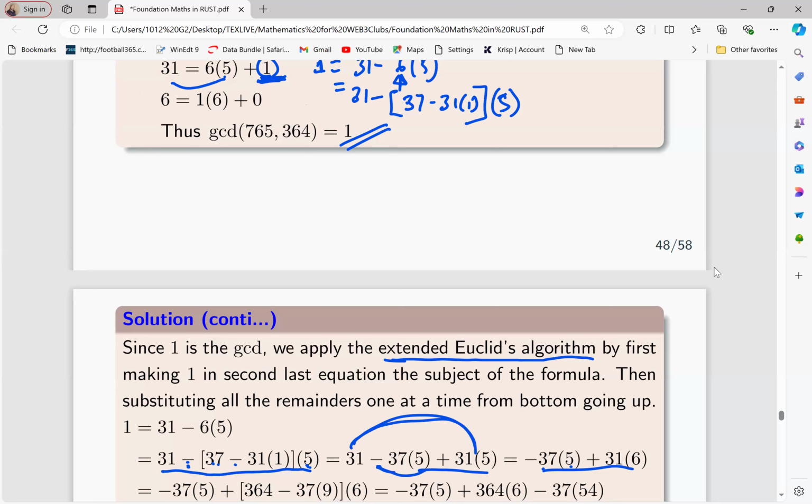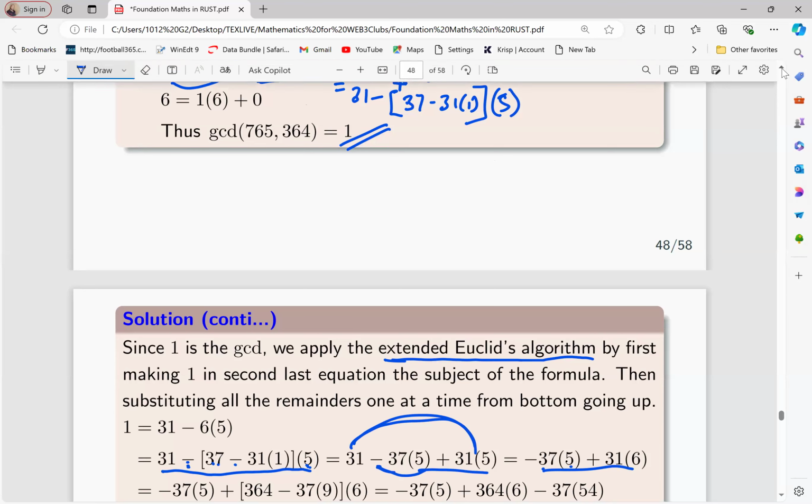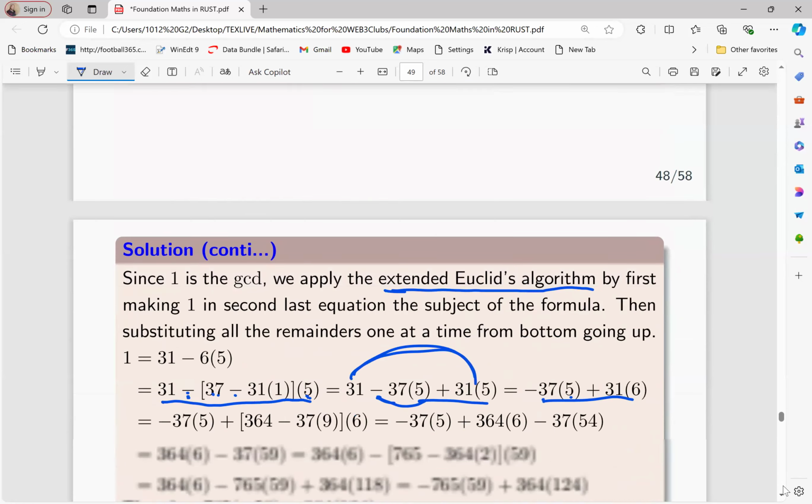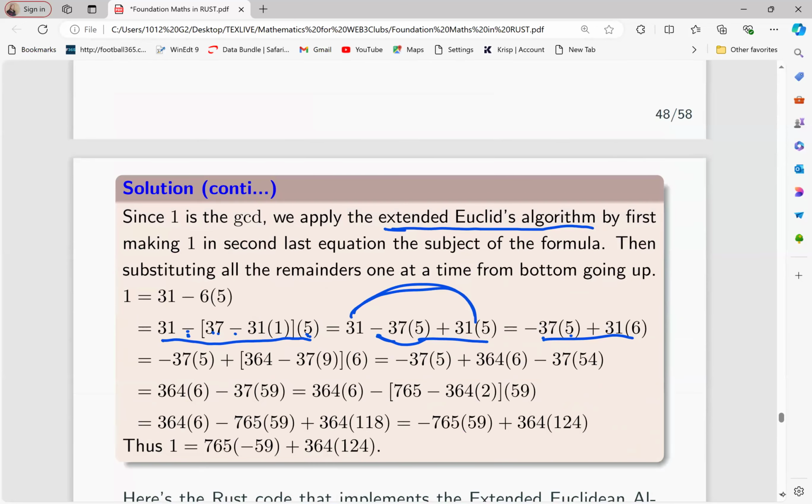Now, we had just substituted the next remainder from the bottom. Of course, we are doing it from the bottom going up. So the next remainder is that 1, and that 1 is equivalent to 364 minus 7 multiplied by 9. So that is what you substitute where there is that 1. That's what you're seeing here. Instead of this 1, you can see what I've put there. This 6 is still here.